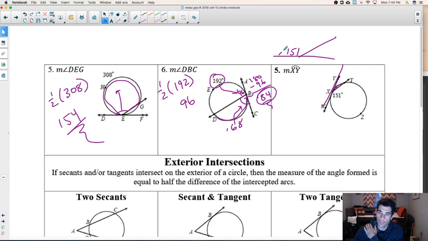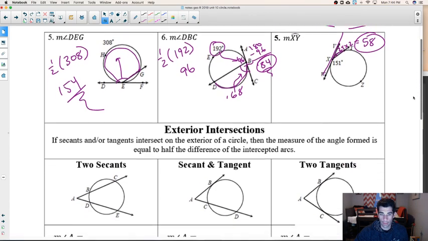That's 151. So find out what's left. So 180 minus 151, that's going to be 29 degrees. Now go out. So if we're going out, we're going to double the angle to figure out the arc, and that's going to be 58 degrees. So there's some work there with finding out the angles formed by tangents and secants.